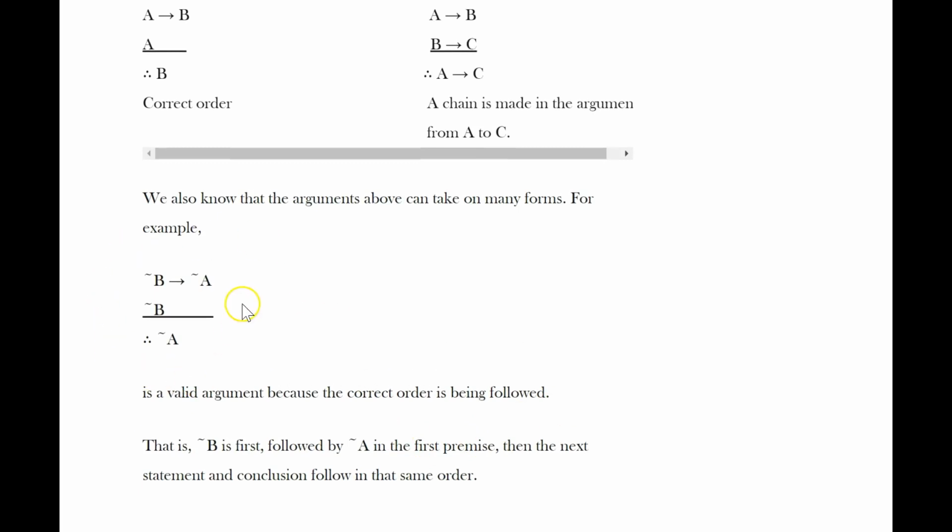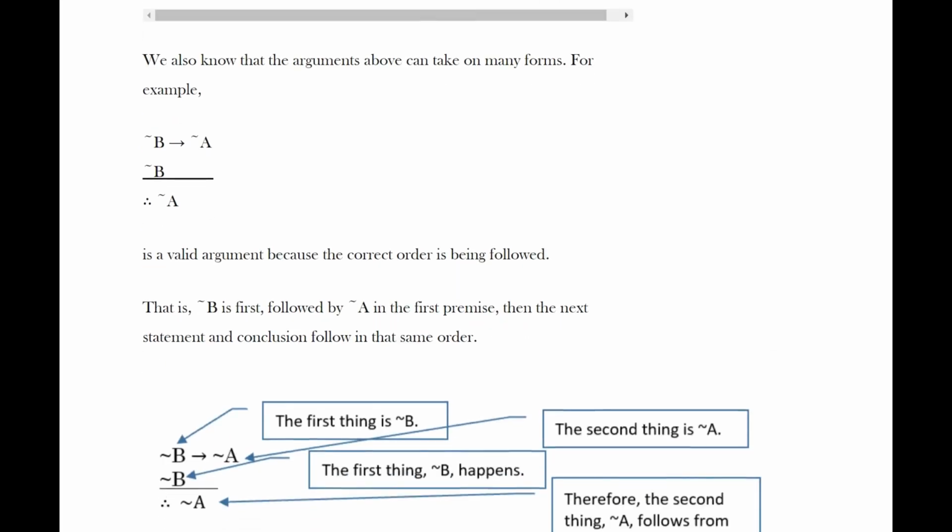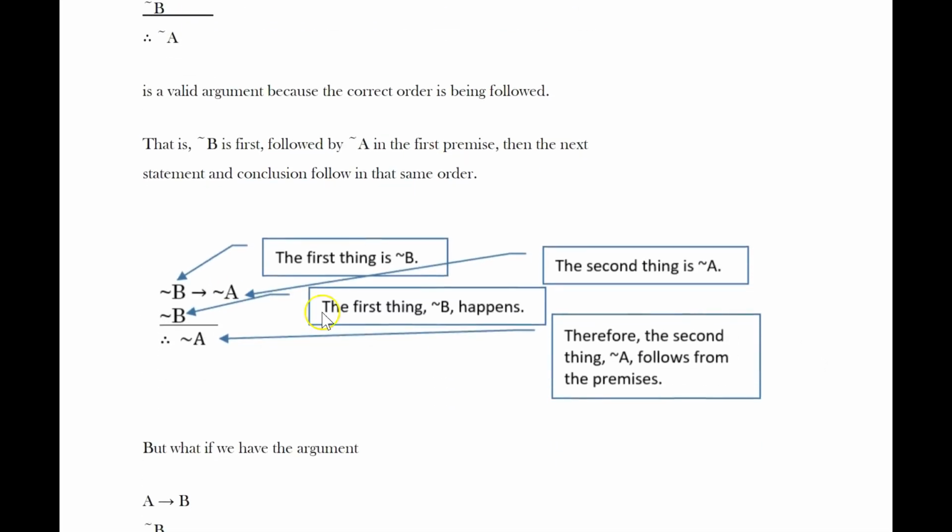We also learned that arguments can take on many forms. For example, this right here is a valid argument by correct order. Why? Because here's my first thing and here's my second thing. My first thing, which is not B, happens. They're identical. So the conclusion not A follows directly from the premises. It's in the same order.